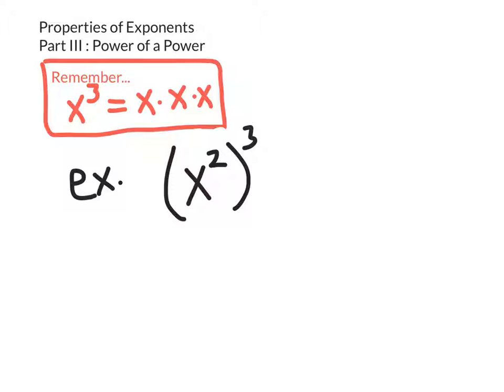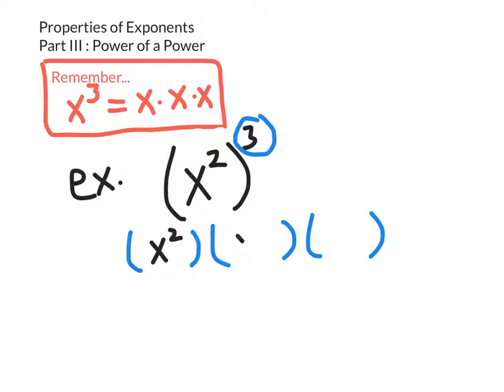Okay, so this first example: what I have is x to the second power, and that quantity is being raised to the third power. What I'd like to do first is look at the outside exponent, that exponent 3, and what that 3 means. That 3 means that I'm going to write this parenthesis 3 times, and copy down whatever is on the inside. On the inside of that is x squared. So I have x squared, x squared, and x squared.